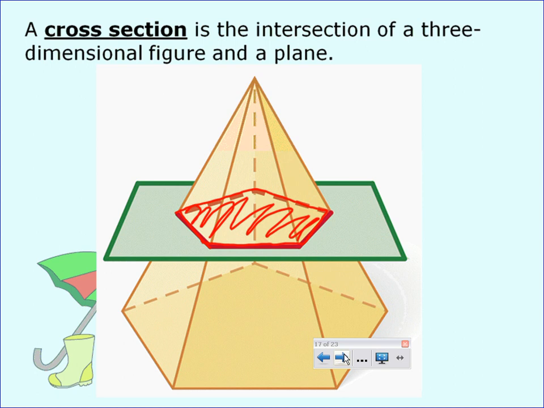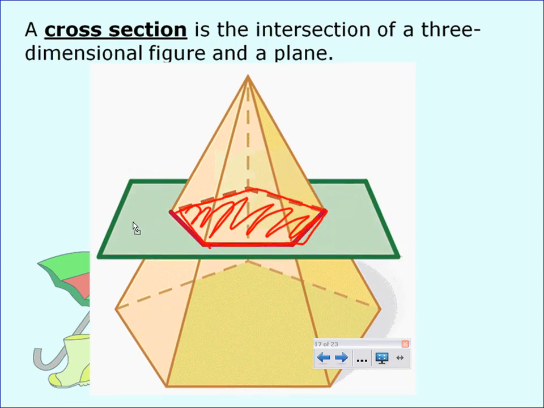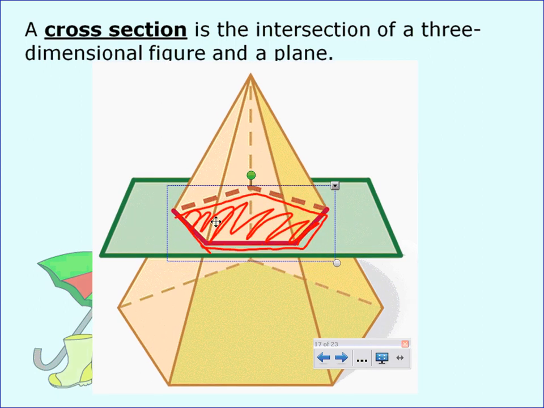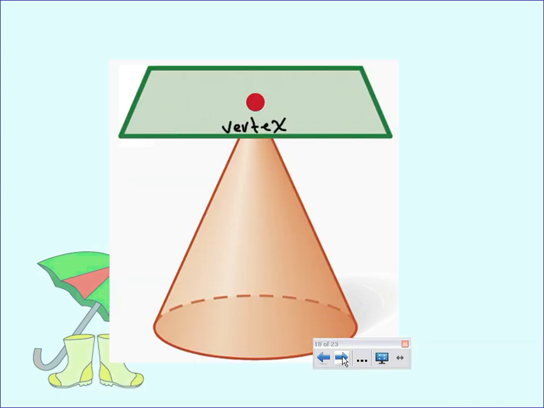So this cross section here is parallel to the base, which is a pentagon. So the cross section here, when I cut through it with my plane, becomes my pentagon. This one here, when I cut through it, cuts through at the very top. It cuts through the vertex. So the cross section of the plane and the cone here is actually just a point.